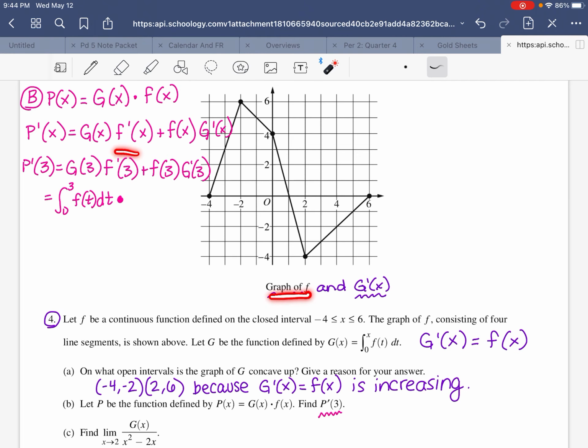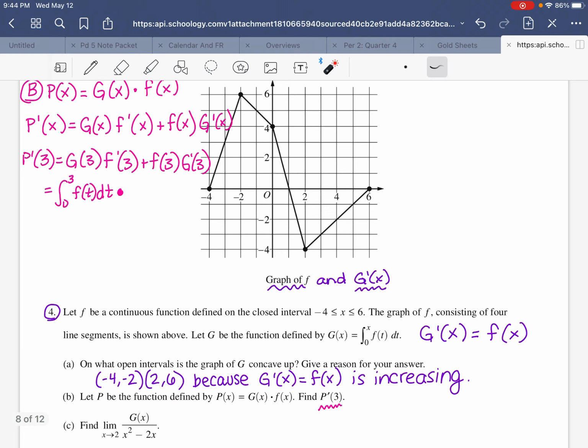Well, this is the graph of f. So if I'm looking for f prime, I'm looking for the derivative at 3, or the slope at 3. This is linear, and my slope is just simply rise over run, which is just 1, plus. Next up is f of 3. Well, this is the graph of f. So f of 3, I'm down here at -3. And last up, g prime of 3. This is the graph of g prime. So g prime of 3, I'm down here again at -3.